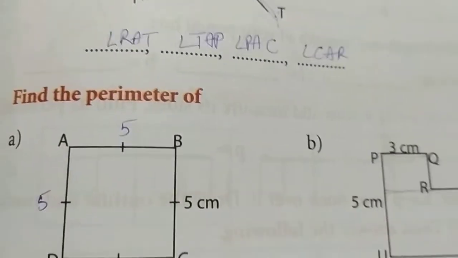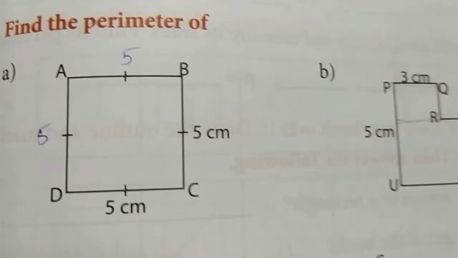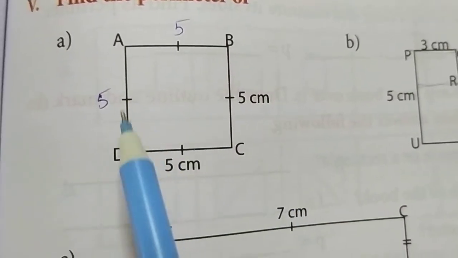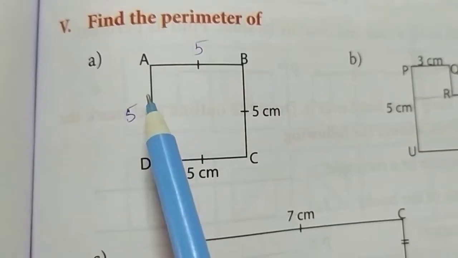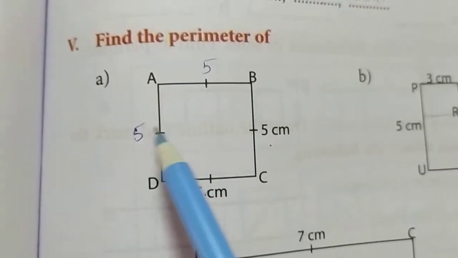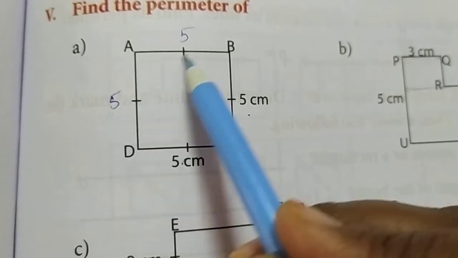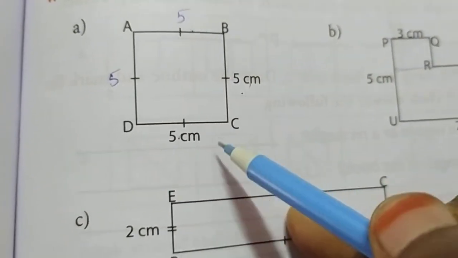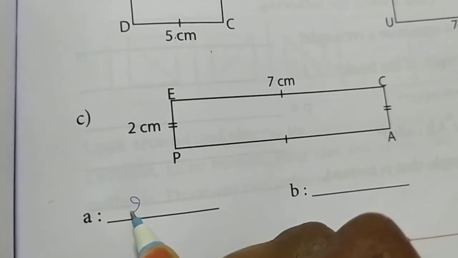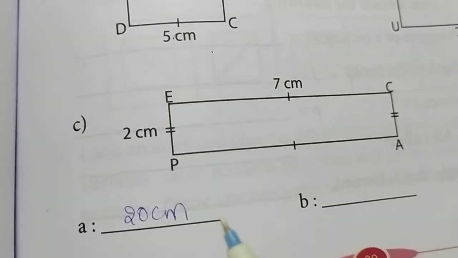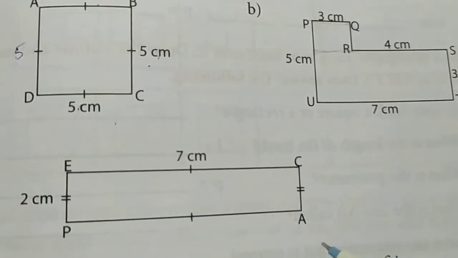Now next bit, find the perimeter of. So it is a square, all sides of the square are equal. 5 plus 5 plus 5, when you add 4 times 5, how much you will get? 5 plus 5, 10, 10 plus 5, 15, 15 plus 5, 20 centimeters. Okay.